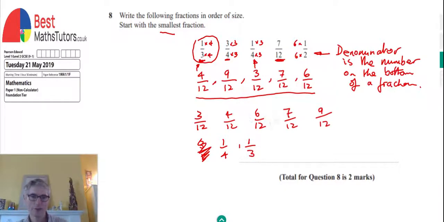The next one is the 6 over 12, and that's the half. The next one is the 7 over 12, and that was just 7 over 12. We didn't actually change that one. And then the next one, the 9 over 12, was the 3/4. So we're going to write 3/4, and we've done it. So these are now in order going from the smallest to the biggest.